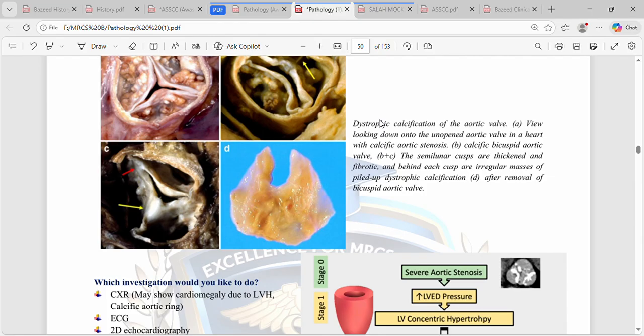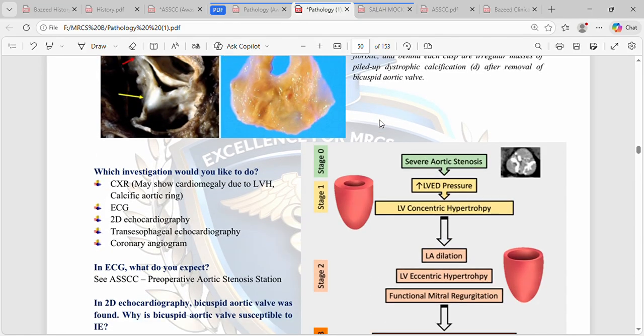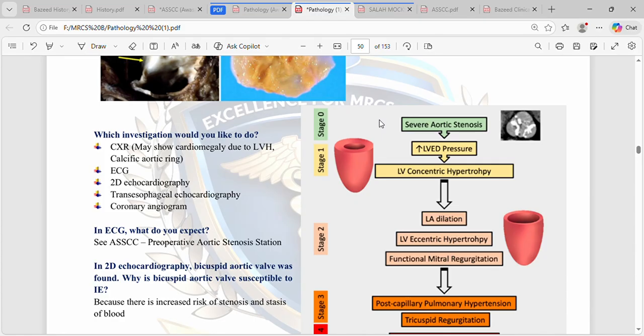Okay, so what investigation would you like to do? I will do a chest X-ray to check for cardiomegaly due to left ventricular hypertrophy, and to see the calcific aortic valve ring. Calcification is hyperdense, so it will be shown on X-ray. I will do ECG, 2D echocardiography, transesophageal echocardiography, and coronary angiogram. In the ECG, what do you expect? The ECG of an aortic stenosis patient will show high QRS complexes in chest leads V1, V2, V3, which shows hypertrophy of the left ventricle, and there will be a left axis deviation as well.